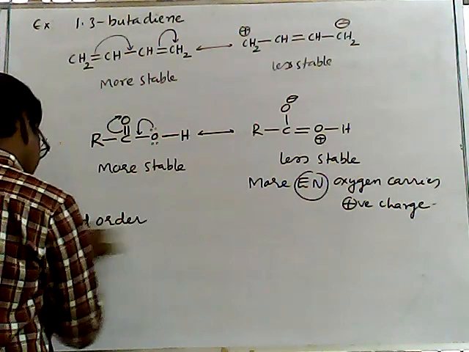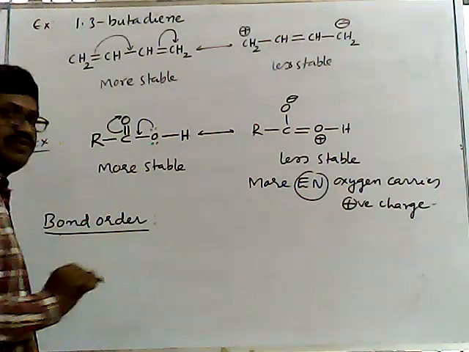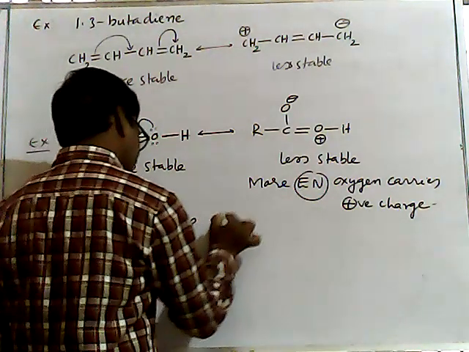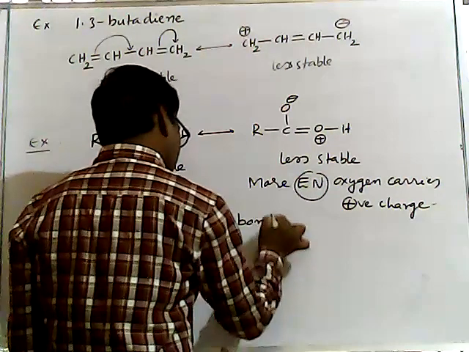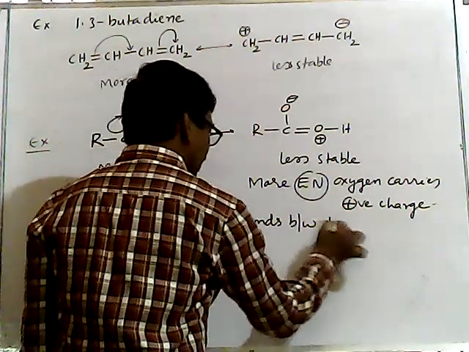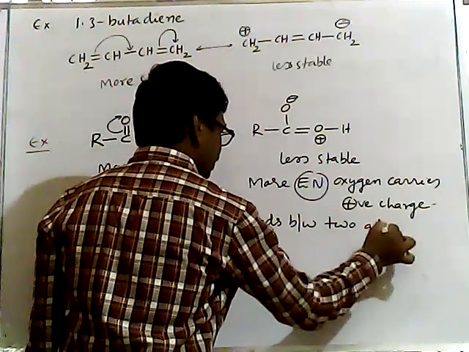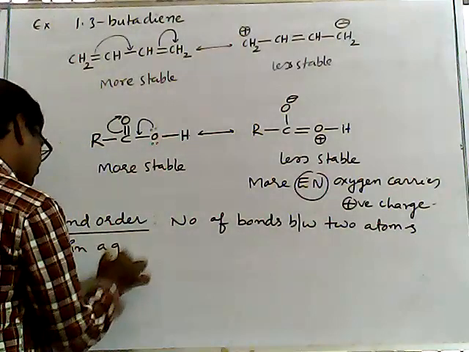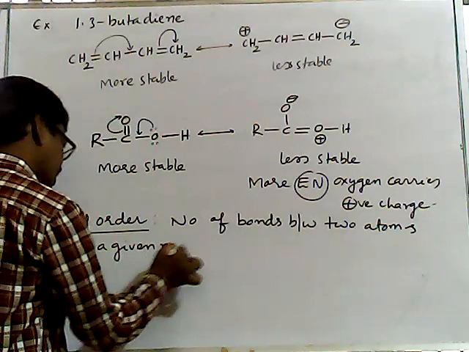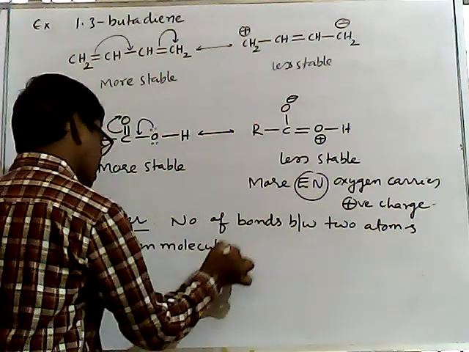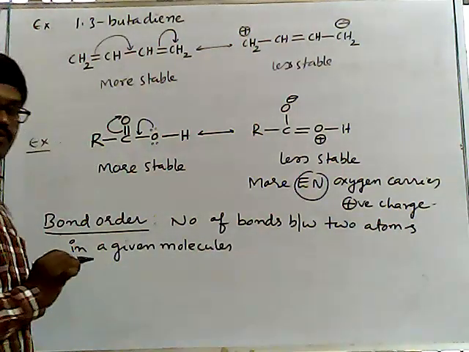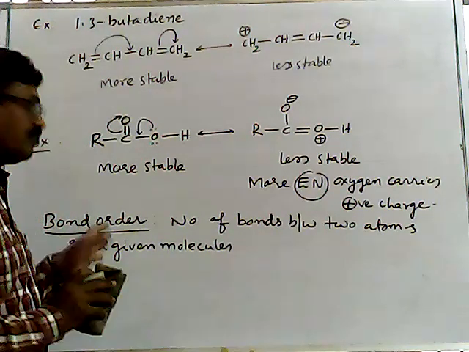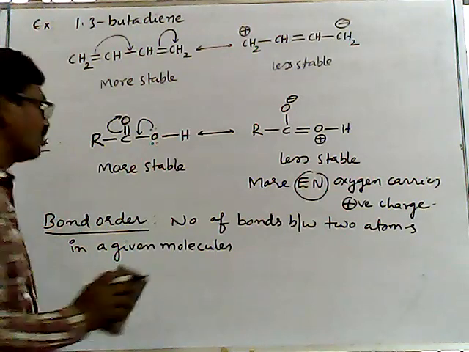Bond order is nothing but the number of bonds between two atoms in a given molecule. Based on resonance structures, we can calculate the bond order of different molecules or molecular ions.